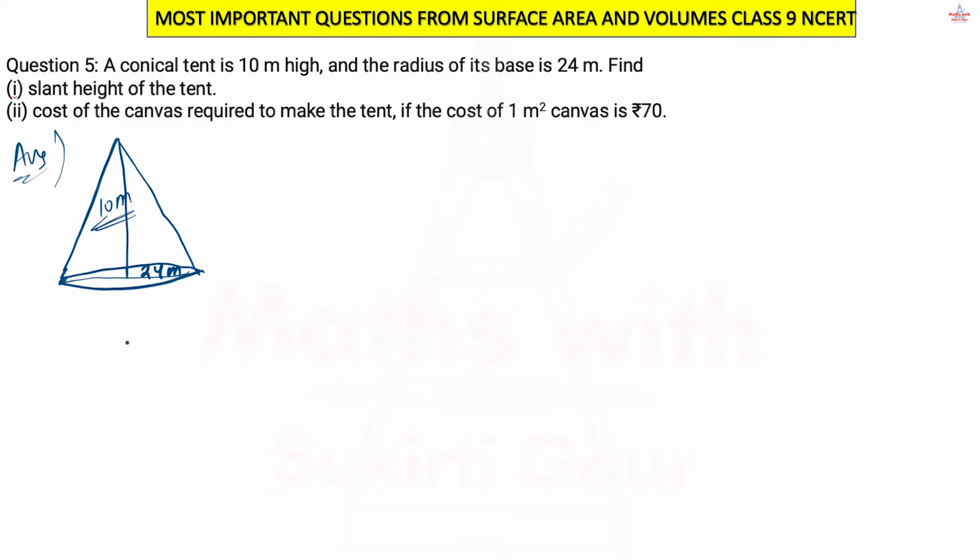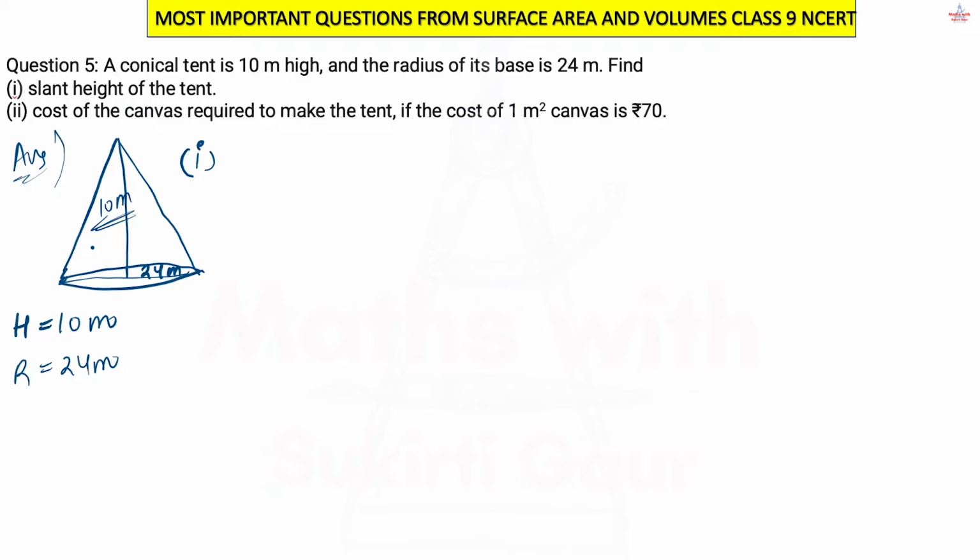So here it is 24, and let me also write this. Height is equal to 10 meter. Radius is equal to 24 meter. See, sometimes you are given diameter and sometimes they give you radius. So do not forget these things. These things are as important as any other thing, right? So let us proceed with the first part. Here they have asked us the slant height.